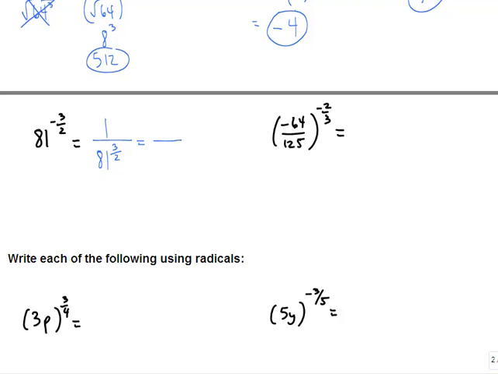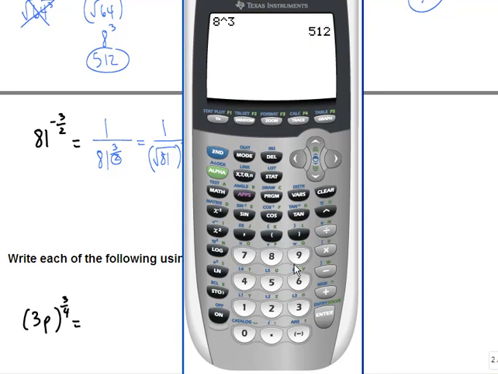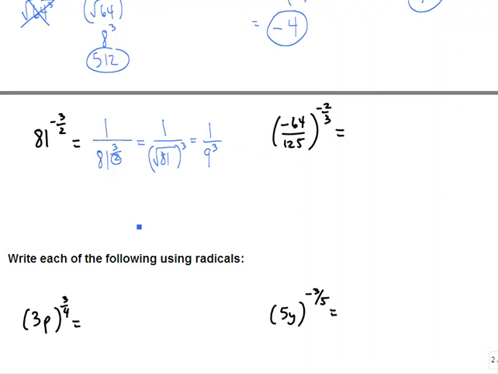So now let's simplify. We're going to leave that 1 on top. Because there's a 2 in the denominator, this means a square root. I'm going to do the square root first and then take that answer to the third power. Well, what's the square root of 81? We know that that's 9. So then we just need to figure out what 9 cubed is. So 9 to the third power gives me 729. So this answer is 1 over 729.